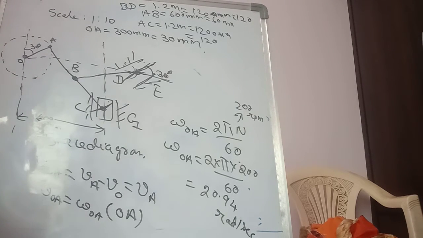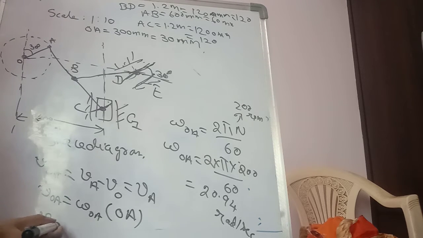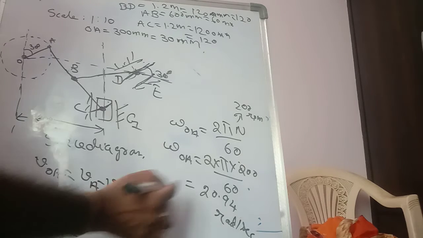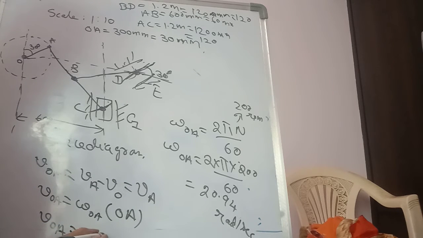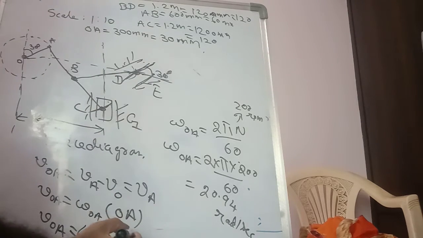20.94 radians per second. Now we have to find out the VOA. VOA is equal to, already omega OA is there, 20.94 into OA. What is the actual OA length? 300 mm.